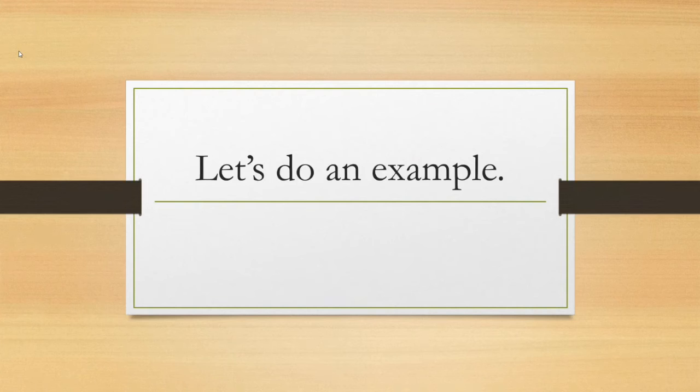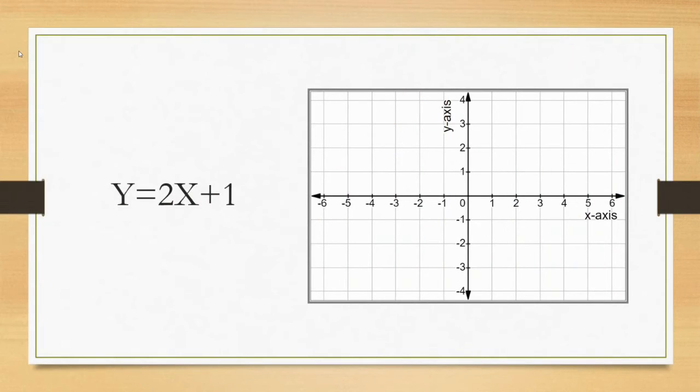So let's try it out. Here we have the equation y equals 2x plus 1. I like to start with the y-intercept, that b. Here our y-intercept equals 1. So I'm going to look at the y-axis, and I'm going to go up 1 and put a dot right there.